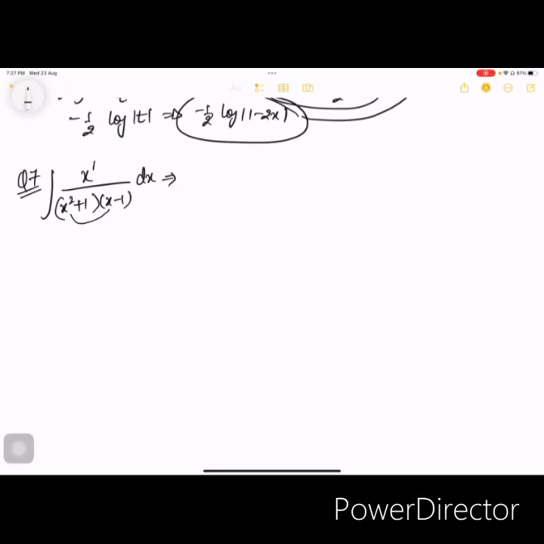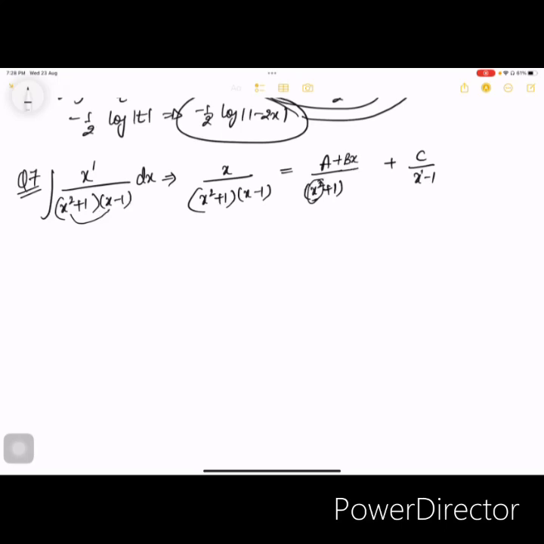Now we will apply partial fraction. Again, without integration, we will write this part is equal to a upon x square plus 1 plus c upon x minus 1. Now you will ask me, where is that b? Because a, then b. See, if there is a quadratic term, then in numerator we will write a linear one.